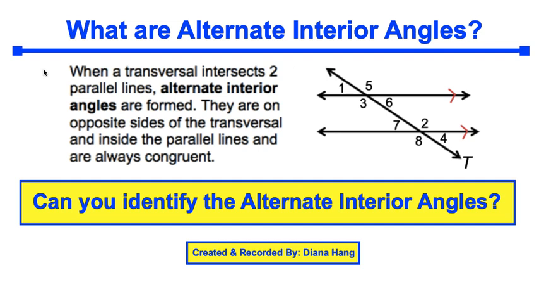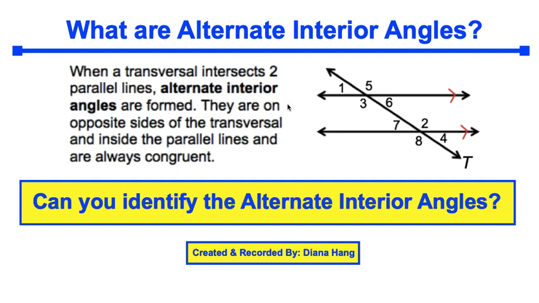In this video tutorial, we're going to talk about alternate interior angles. When a transversal, such as line T right here, intersects two parallel lines, such as this line here and this line here, we know these two lines are parallel because of these red indicators. So when the transversal intersects two parallel lines, alternate interior angles are formed.